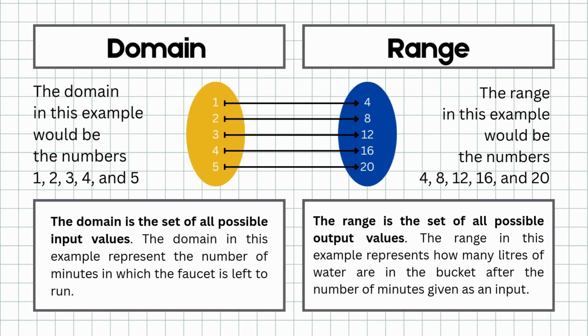The domain and range. The domain in this example would be the numbers 1, 2, 3, 4, and 5. The domain is the set of all possible input values. The domain in this example represents the number of minutes in which the faucet is left to run. The range in this example would be the numbers 4, 8, 12, 16, and 20. The range is the set of all possible output values. The range in this example represents how many liters of water are in the bucket after the number of minutes given as an input.